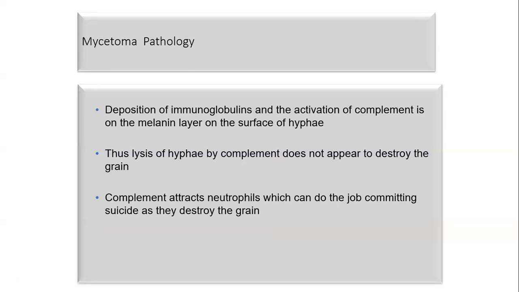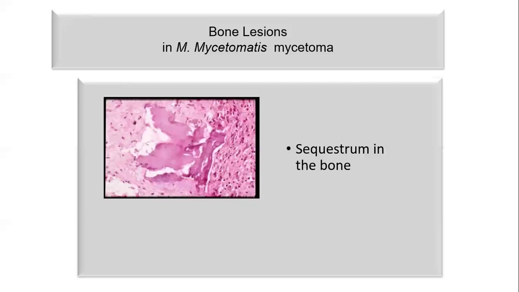Regarding the deposition of immunoglobulins and the activation of complement, it's actually found that it was on the melanin layer on the surface of the hyphae. Thus, the lysis of hyphae or destruction of hyphae by complement does not appear to destroy the grain. Like I previously said, the complement attracts the neutrophils, and then the neutrophils can do the job, committing suicide as they destroy the grain by their enzymes and so on. Okay.